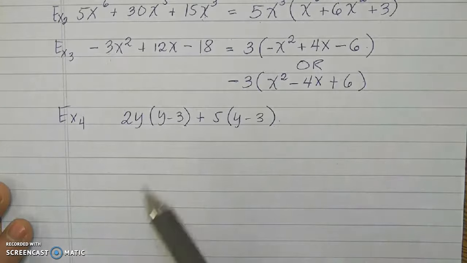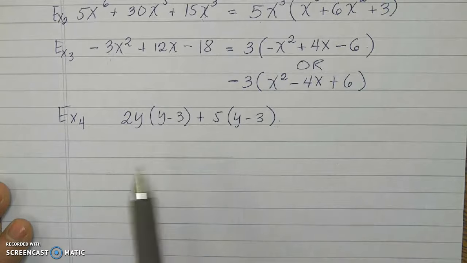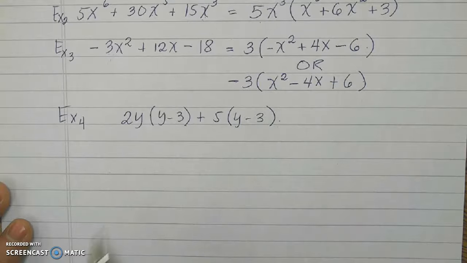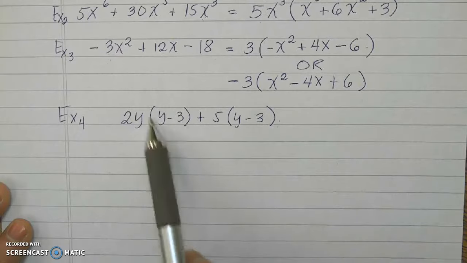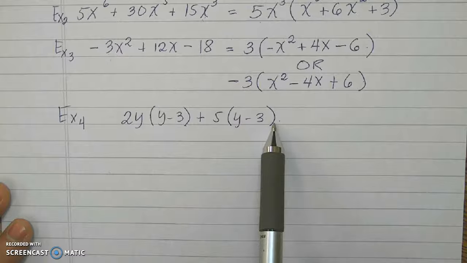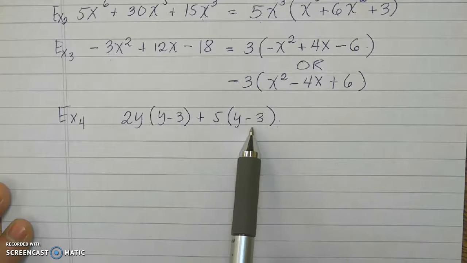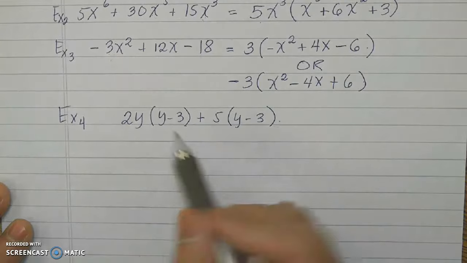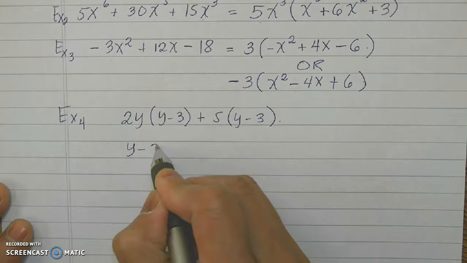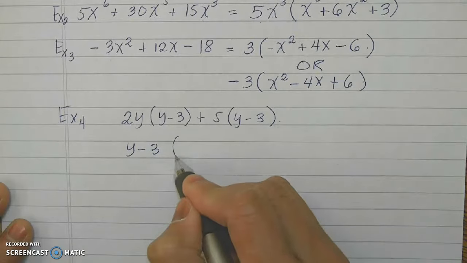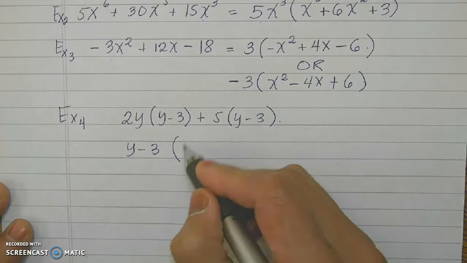Example number 4 is this binomial. And you heard me correctly, this is a binomial. This is one term and this is another term. Now, if you notice, the y minus 3 is inside the parentheses. It's taken as 1. And there's also y minus 3 here. So looking at this, the y minus 3 is what you need to take out. That's the greatest common factor. So let's try that. If I take out y minus 3 from this term, you know that this is left inside. So that's 2y.